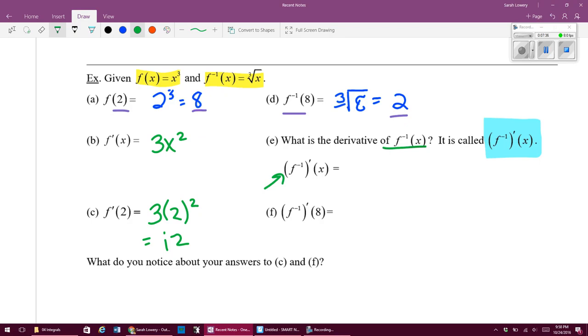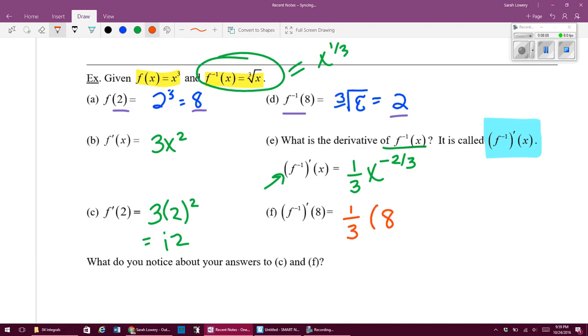So what is the derivative of my inverse function, cube root of x? Well, it's important to remember that that is x to the 1/3. So my derivative would be 1/3 x to the negative 2/3. Okay, let me write that a little bit nicer. So then what would this be if I plugged in 8 into this? 1/3 times 8 to the negative 2/3 power.